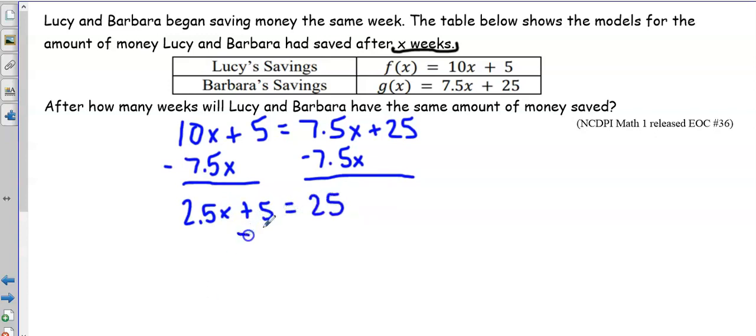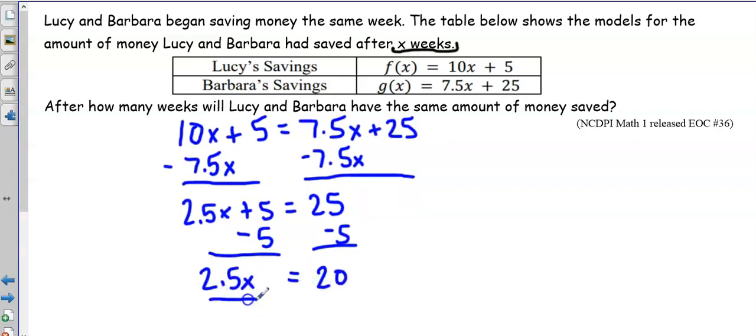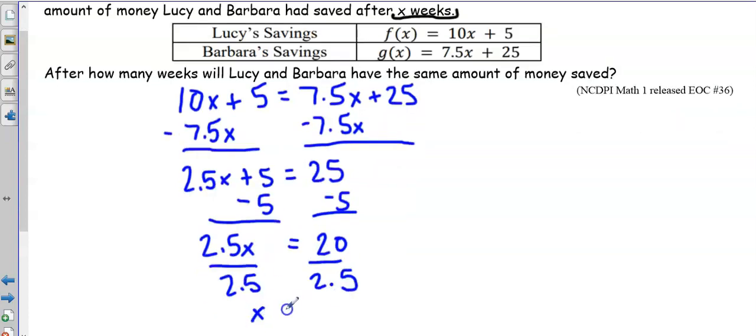Next, I'll subtract 5 on both sides of the equation. That gives me 2.5x equals 20. Then I'll divide both sides of the equation by 2.5, and I get that x is equal to 8. 20 divided by 2.5 is 8. So after how many weeks will Lucy and Barbara have the same amount of money saved? 8 weeks. I can check my answer by substituting it back into the problem.